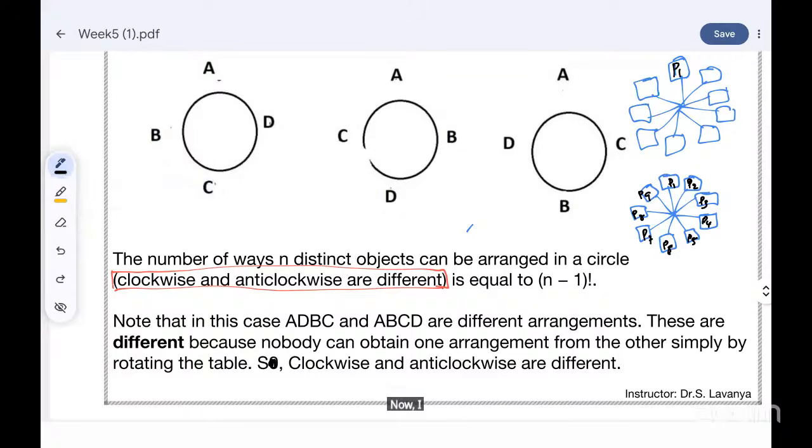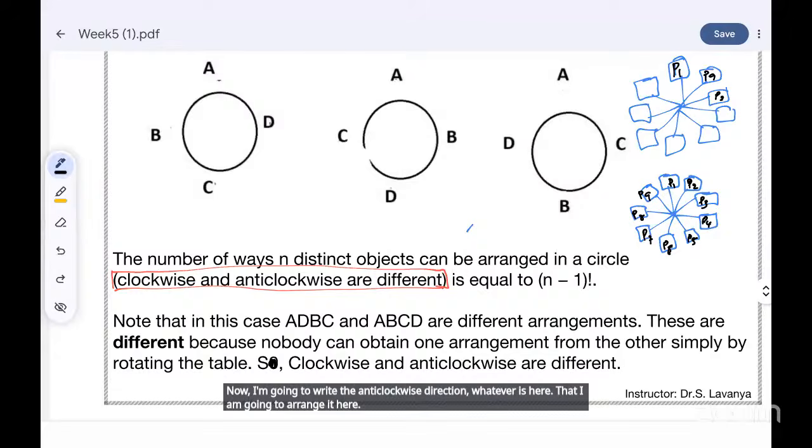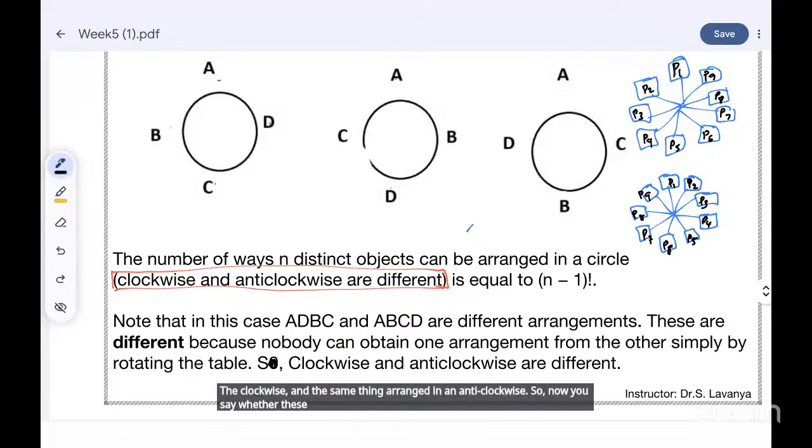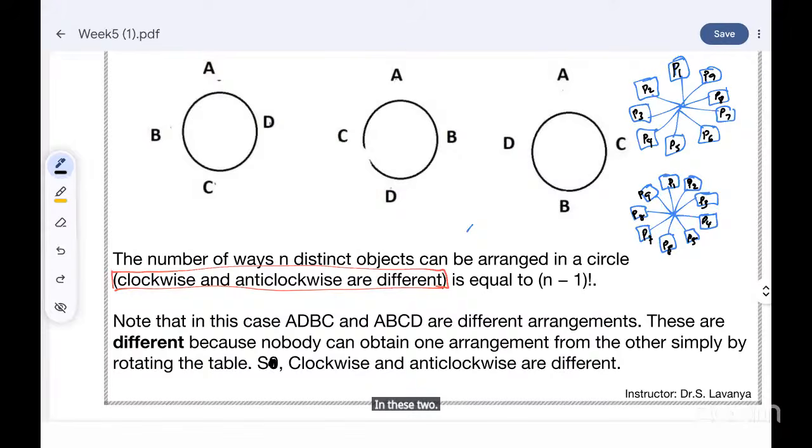Now I am going to write in the anti-clockwise direction whatever is here, and arrange it here. So P8, P7, P6, P5, P4, P3, P2. So you see, this is clockwise and the same thing arranged anti-clockwise. Now you say whether the people are positioned in the same way or arranged in a different way in these two. The arrangement is same or different.